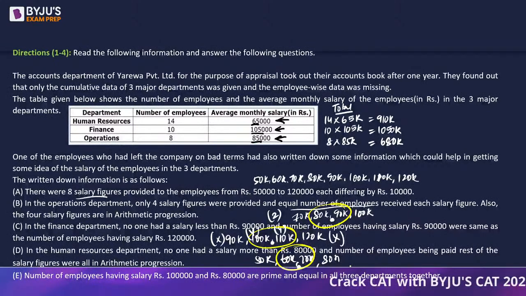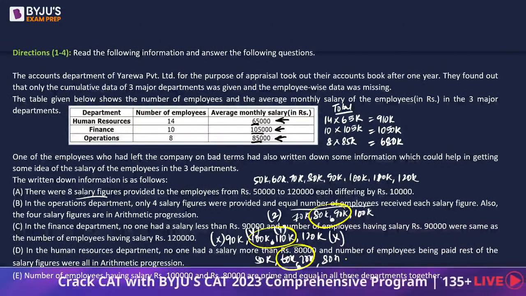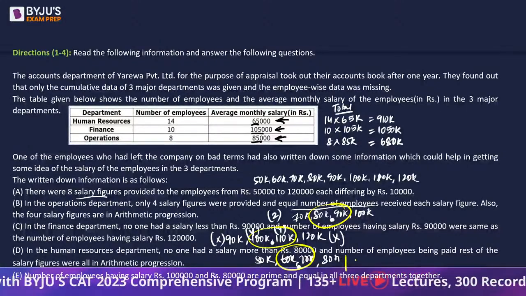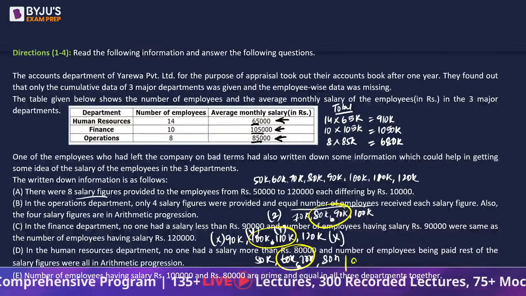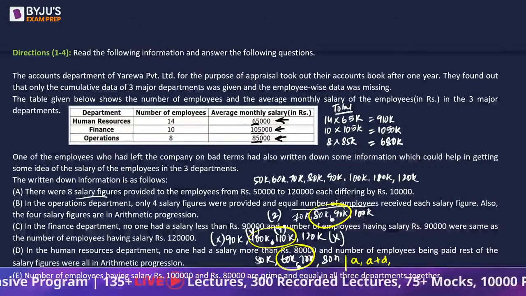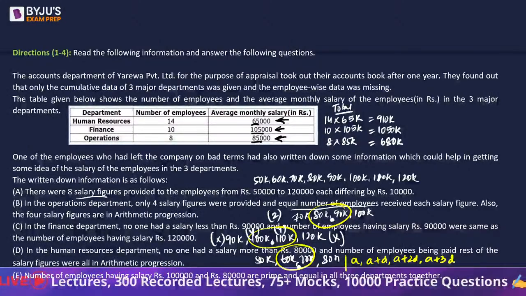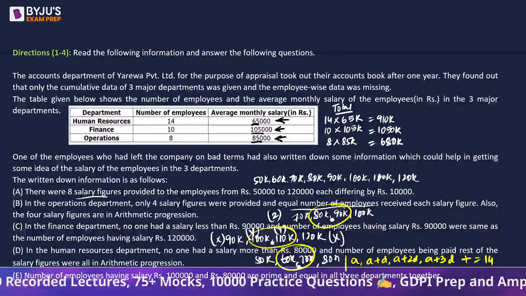But the number of employees are in AP. So one of them is A. It doesn't say that they are strictly in this order only, right? So one of these four salaries was paid to A number of employees, then A plus D number of employees, then A plus 2D number of employees, and A plus 3D number of employees, such that the sum of all these employees is 14.